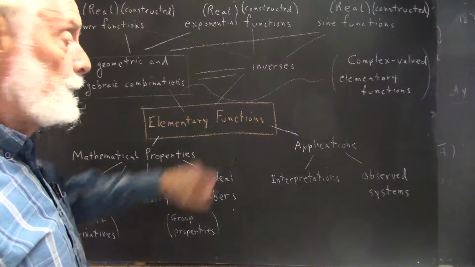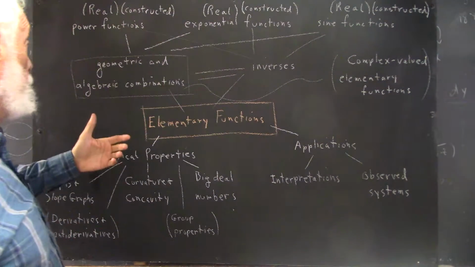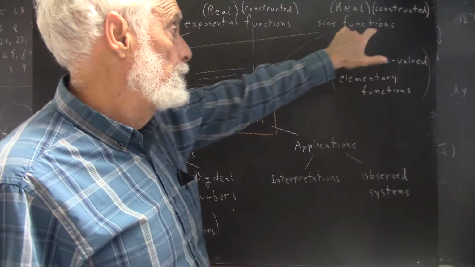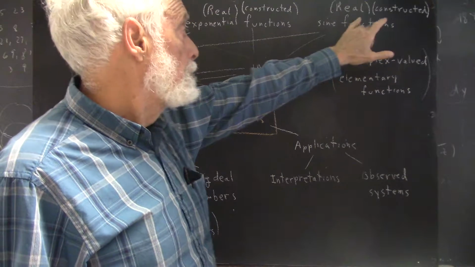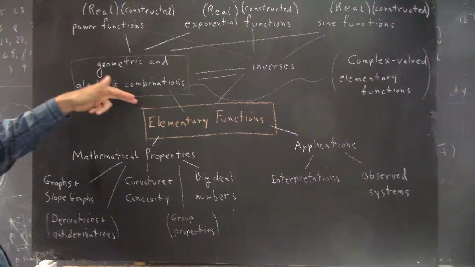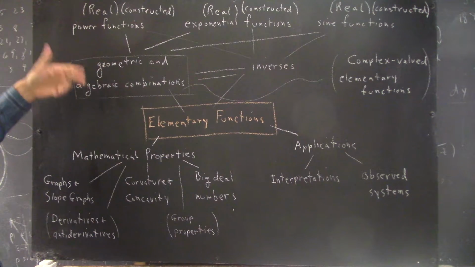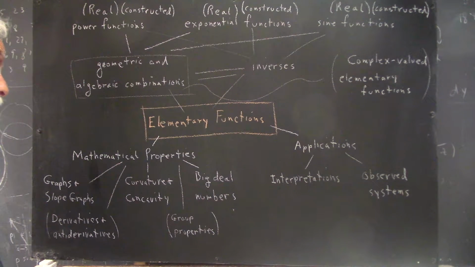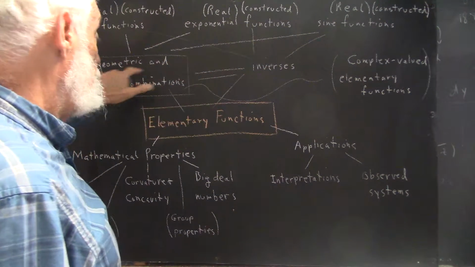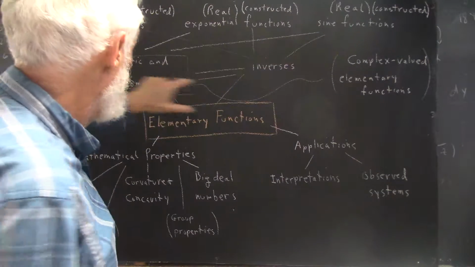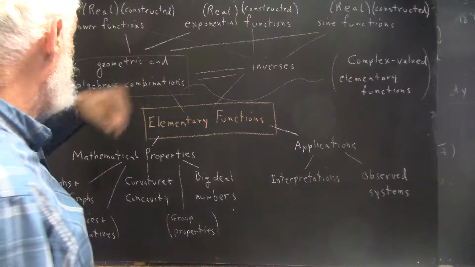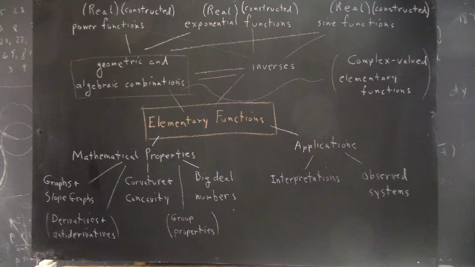Okay, so what are the elementary functions? They are the functions you get from power functions, exponential functions, and sine functions, and combinations of these functions. They can be combined algebraically, they can be combined geometrically, and we had a geometric emphasis in this course. And the inverses of these functions and combinations of these functions. So that's kind of what this diagram is telling you.